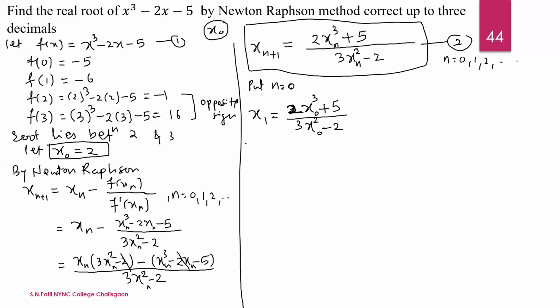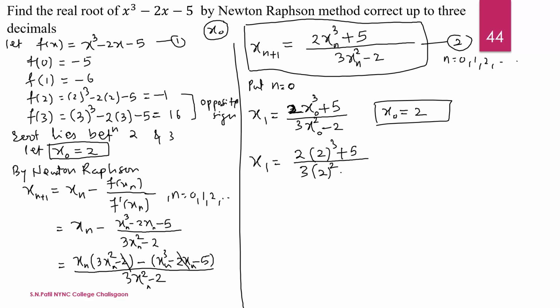Now we already chose x naught is equal to 2. So substitute 2 here: x1 is equal to 2 times 2 cubed plus 5 divided by 3 times 2 squared minus 2. Now by calculator we get x1 is equal to 2.1.